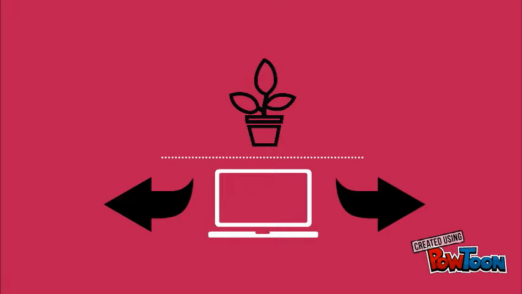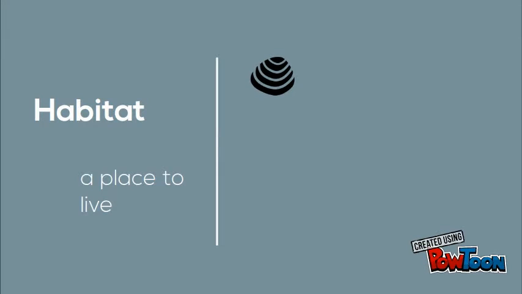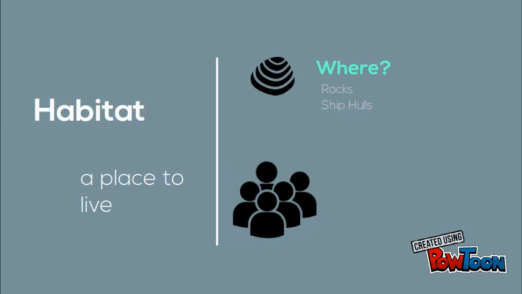Living organisms and species must have a place to live or a habitat. In the zebra mussel example, zebra mussels live on rocks or ship hulls, usually at the bottom of the lake. This is therefore their habitat. For schools, students, teachers, and administrators occupy the school building for the better part of the school day. This can therefore be considered their habitat.